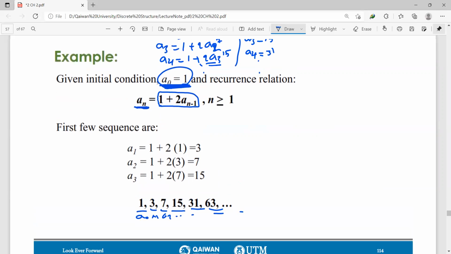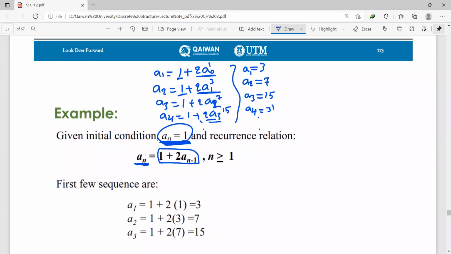You should always use the recurrence relation for finding the terms. But here the initial condition must be given, and then you can find it. Here the initial condition is A0, which is the first term, given as 1. How about the second term? The second term is 2 times the first term plus 1. And to find the third term, we say 2 times the second term plus 1, and so on.